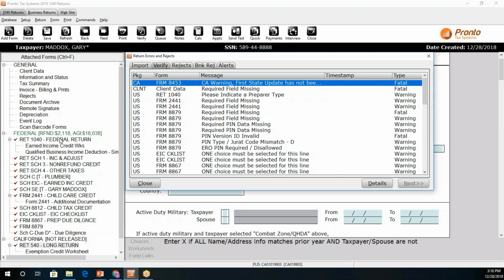So he has a refund of $2,118 and no refund from California.